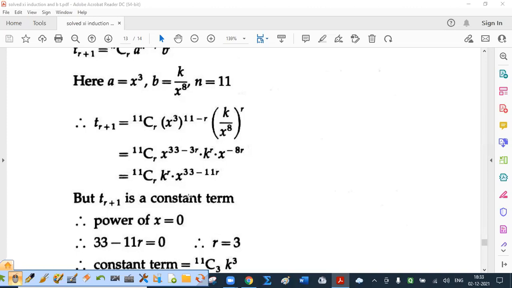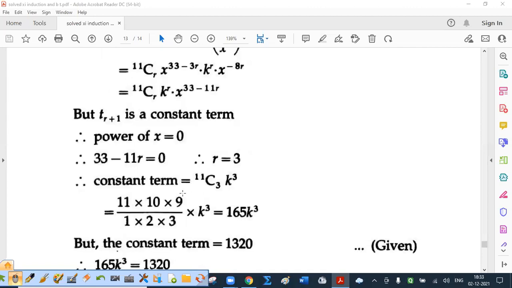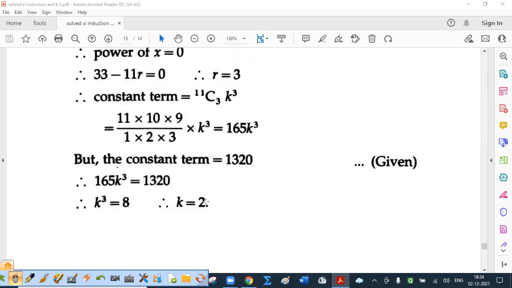Now for this term to be a constant term, the index of x must be 0. So that gives me 33 minus 11r equal to 0, that is r equal to 3. So the constant term is 11C3 into k cube. It is given to be 1320. Now 11C3 comes out to be 165. So 165 k cube is 1320. Solve this equation to get k cube equal to 8. So k is nothing but 2.